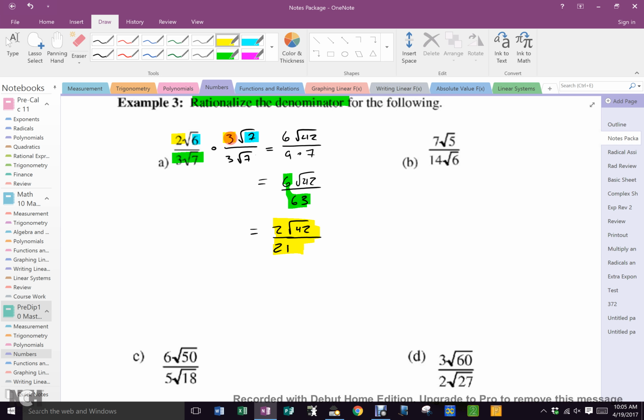Tavleen just jumped to what I was about to ask. Do I need those 3s? No, because I'm only trying to get rid of the 7, yes? Here's the problem. If I did that right away, and I went 2 root 6, 3 root 7 times root 7 over root 7, then I get 2 root 42 over 3 times 7 is 21. I get the right answer, yes?